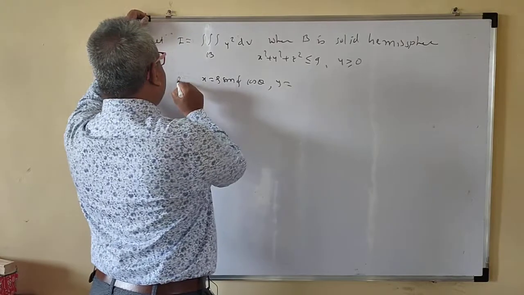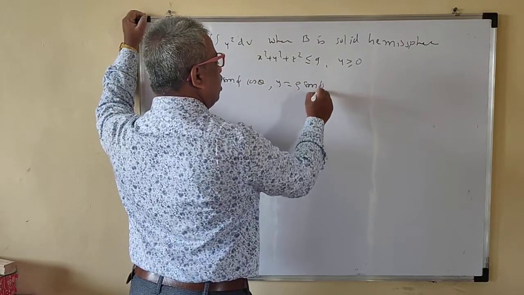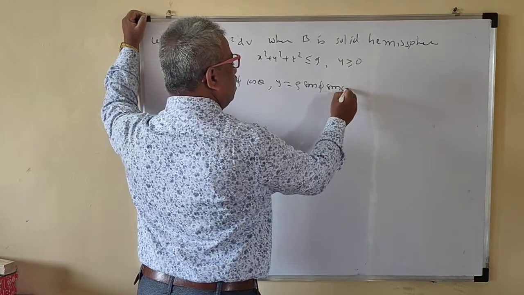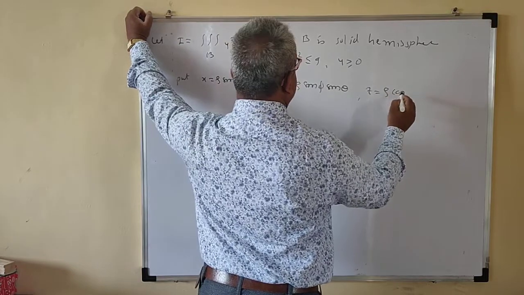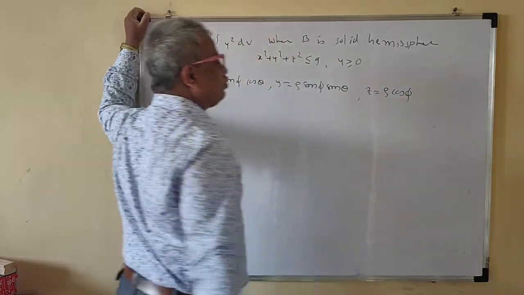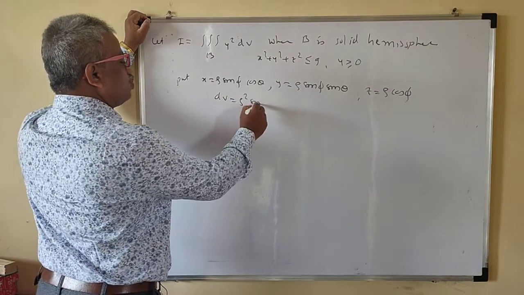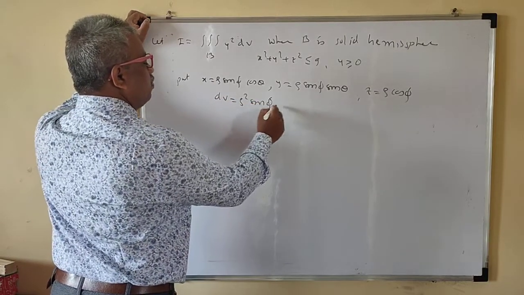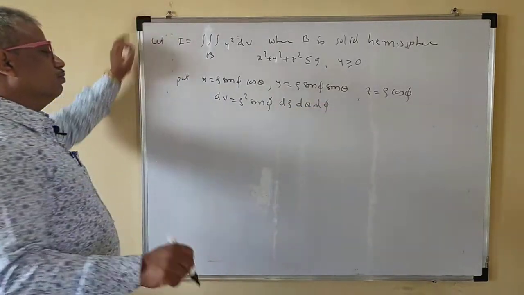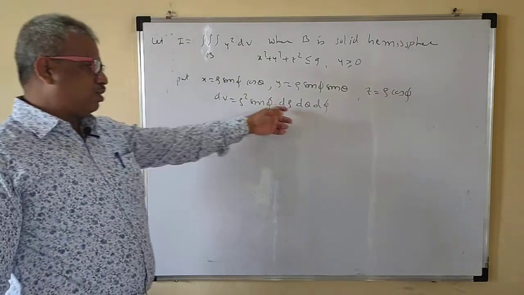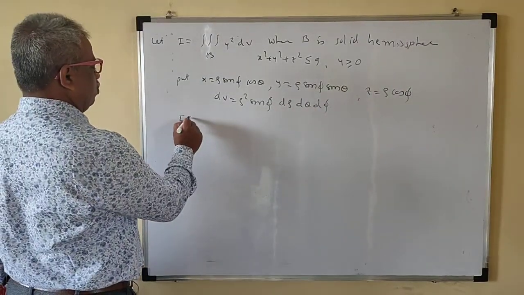y is equal to rho sin phi sin theta, and z is equal to rho cos phi. So now your dv is equal to rho square sin phi d rho d theta d phi. So you may change the role of this one as you want. Therefore I is equal to.